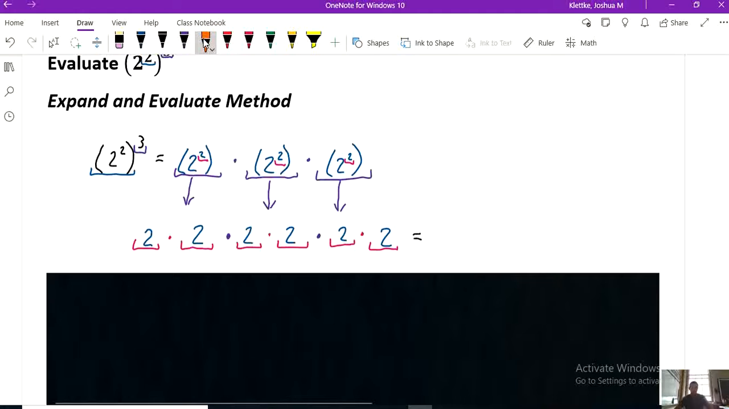If I look at all of this, notice it's all multiplication. The only operation we have here is multiplication. And every number being multiplied by itself is 2. There's only 2's in there. So we have 2 to the 1, 2, 3, 4, 5, 6 power. So we have 2 to the 6th power.